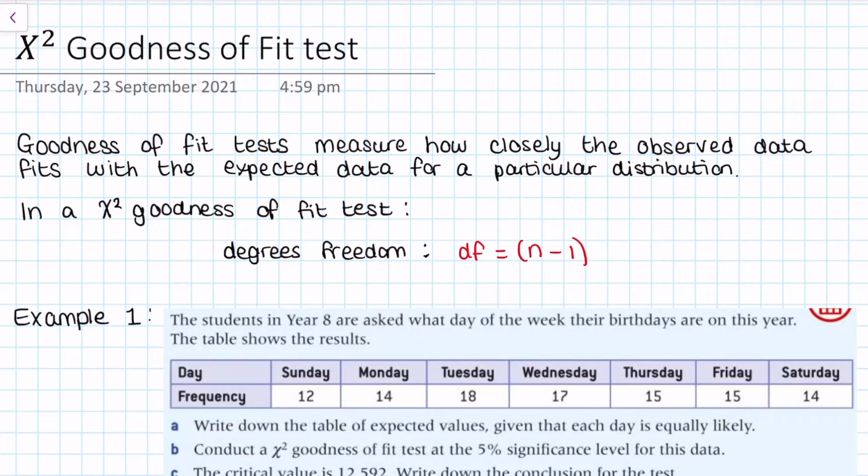The students in year 8 are asked what day of the week their birthdays are on this year. The table shows the results. Part A, write down the table of expected values given that each day is equally likely.